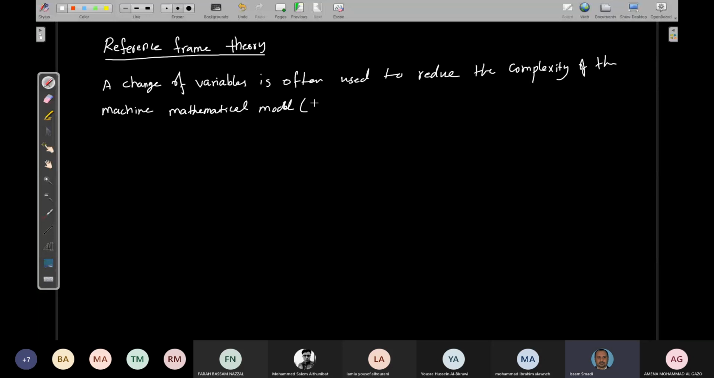Which means the ABC model. Now let's return to the change of variable, or the reference frame theory. Who can define the change of variable, or what's the meaning of the change of variable? Or can anyone give me an example of change of variable?